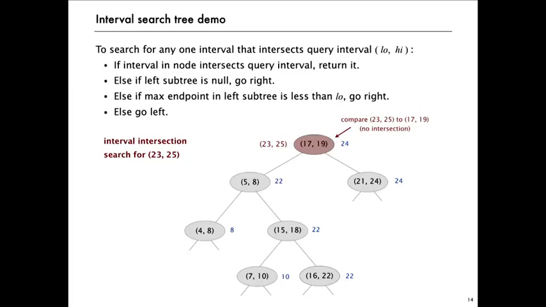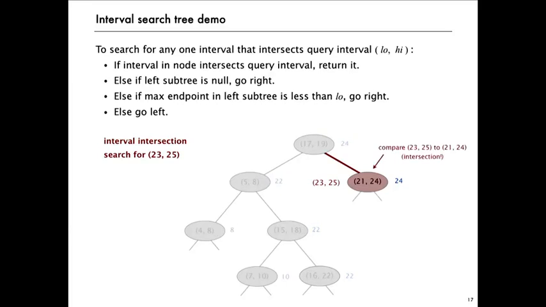Otherwise, we have to check whether the max endpoint in the left subtree is less than the low point in our interval. It's easy to see that if that's the case, then we're not going to find an intersection in the left. The maximum endpoint in the left is 22, and we're looking for 23. We're not going to find anything there, so we just want to go right. 22 to 23, no intersection on the left, so we go right. And now we do find an intersection. 21, 24 does intersect with 23, 25 because 23 is in the middle there. So we find an intersection.